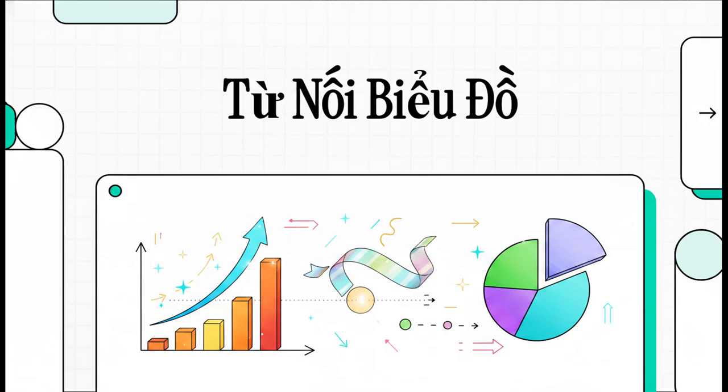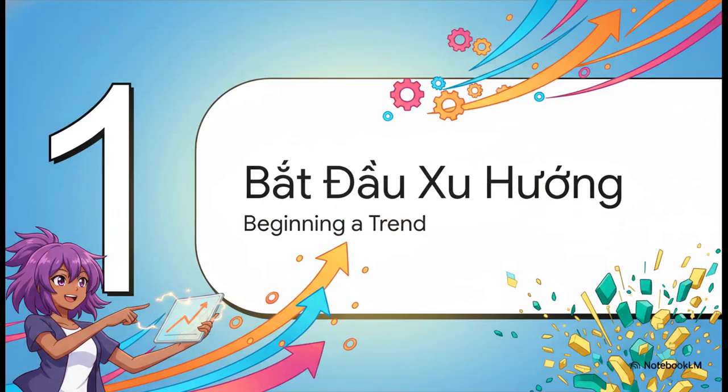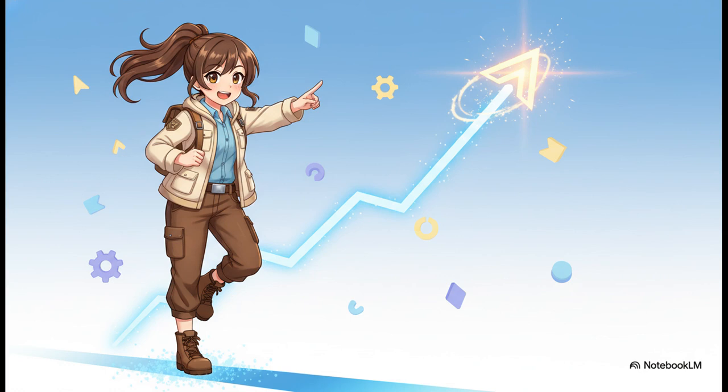Today, we're going to cover some essential linking words you'll need to describe charts and graphs clearly and effectively. All right, let's kick things off with our first section, beginning a trend. These are the key phrases you'll use to introduce your data. So, to start your description, you've got a few great options.